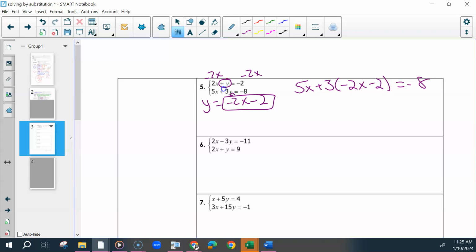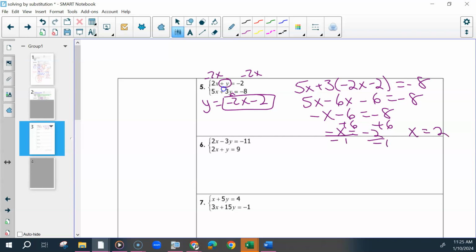And 5x minus 6x minus 6 equals negative 8. Combine our like terms. Get rid of 6. Divide both sides by negative 1 to get your x value.